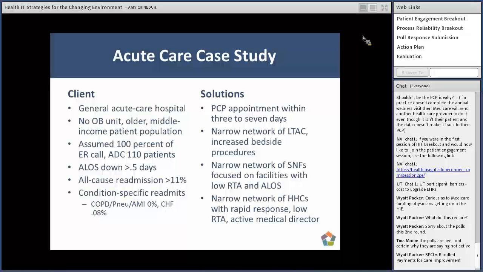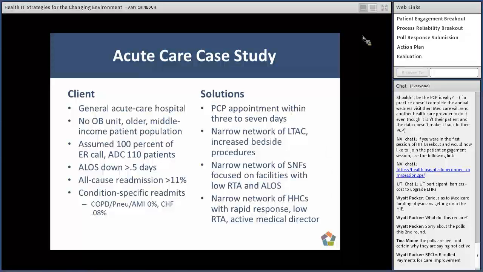Just to give you a quick case study, we took over a local general acute care hospital, no OB unit, older middle income patient population. Took over 100% of the ER call. We had an average daily census of about 110 patients. In the first 7 months of the year, the average length of stay is down by half a day, which, go ask your local hospital CEO how happy he was. But more importantly, the all-cause readmission is below 11%, which is almost a 40% reduction.